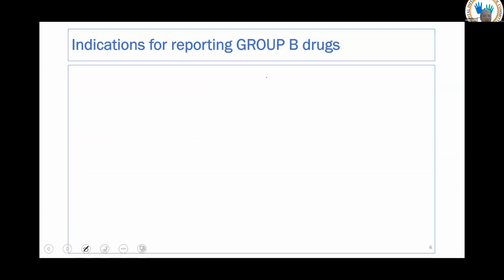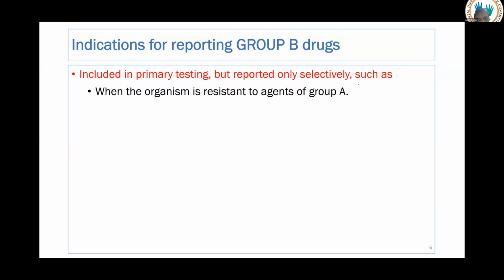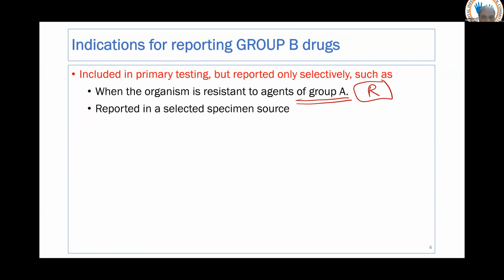Group B are those drugs tested on day one but reported only in selected situations, and the most common indication is if the group A agents are found to be resistant. This is the first and the most important indication.